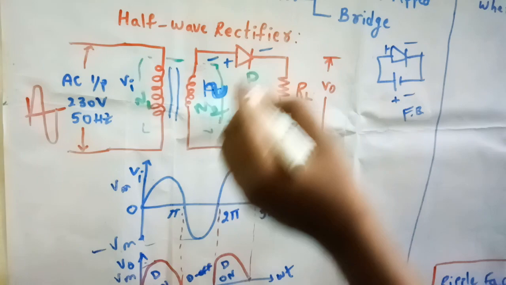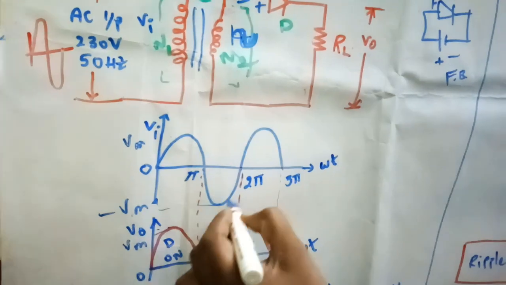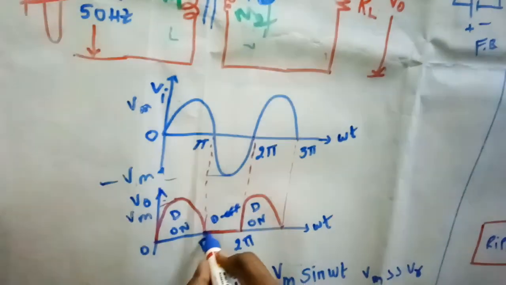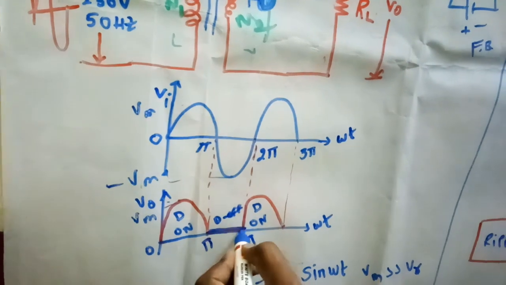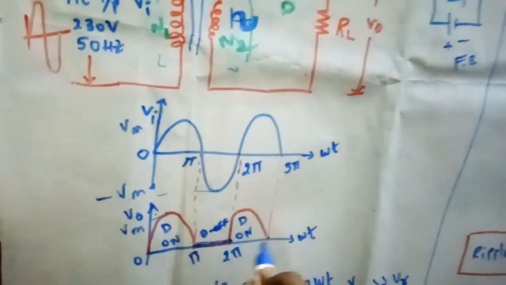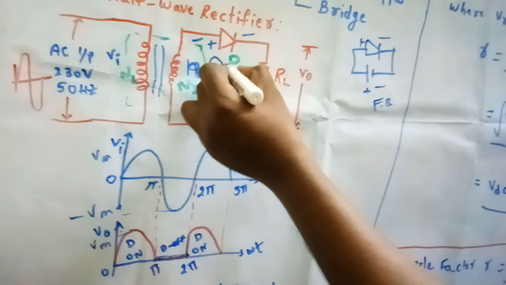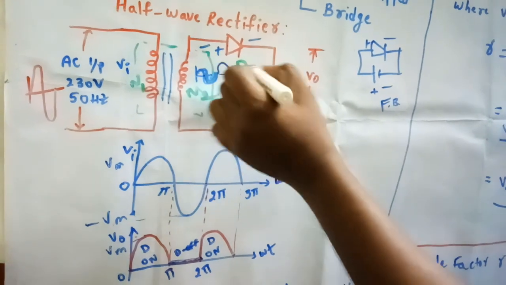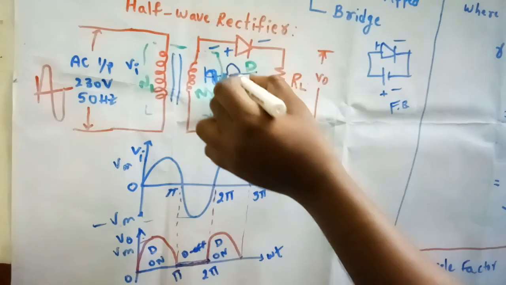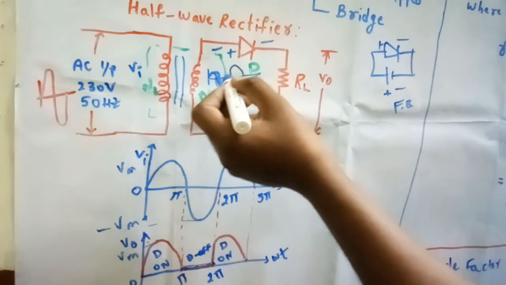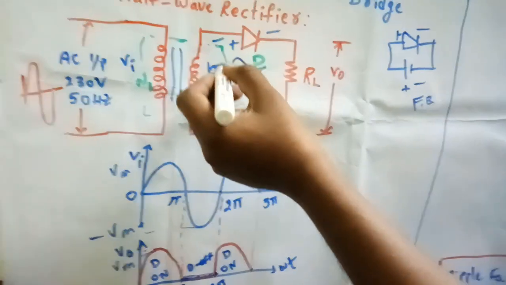So that's why there is no output for the negative cycle. That is nothing but DC. And in the same manner again we are applying the positive peak. This is a continuous wave, positive, negative and so on. For the positive peak, again the same, whatever the positive we are getting the same.